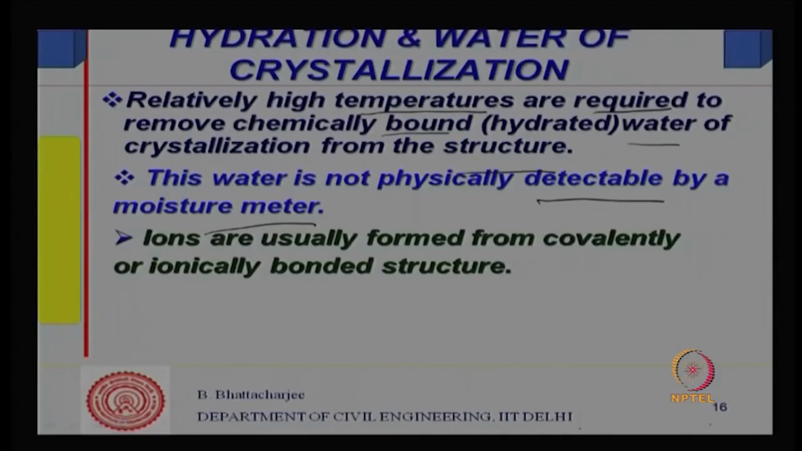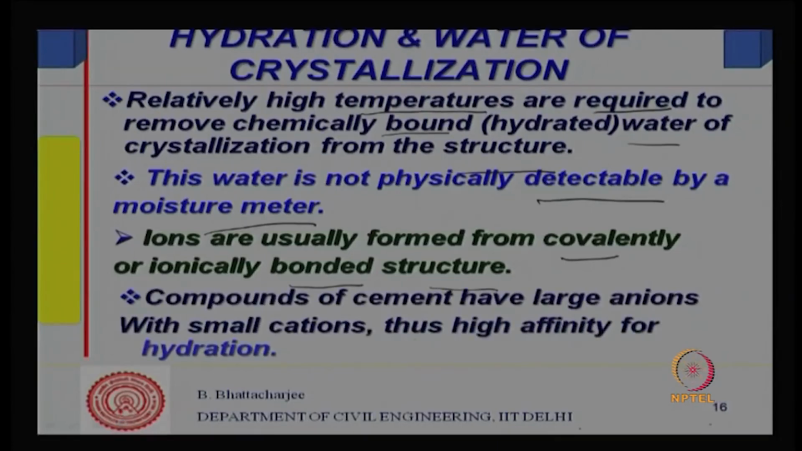Ions are usually formed from covalently or ionically bonded structures, and compounds of cement have large anions with small cations, thus a high affinity for hydration. That is what we have understood: in cement we have large anions and small cations, so it readily hydrates and forms the hydrated structures. That is why the structure of cement compounds was important, and why we now understand the process of hydration, and why cement reacts.